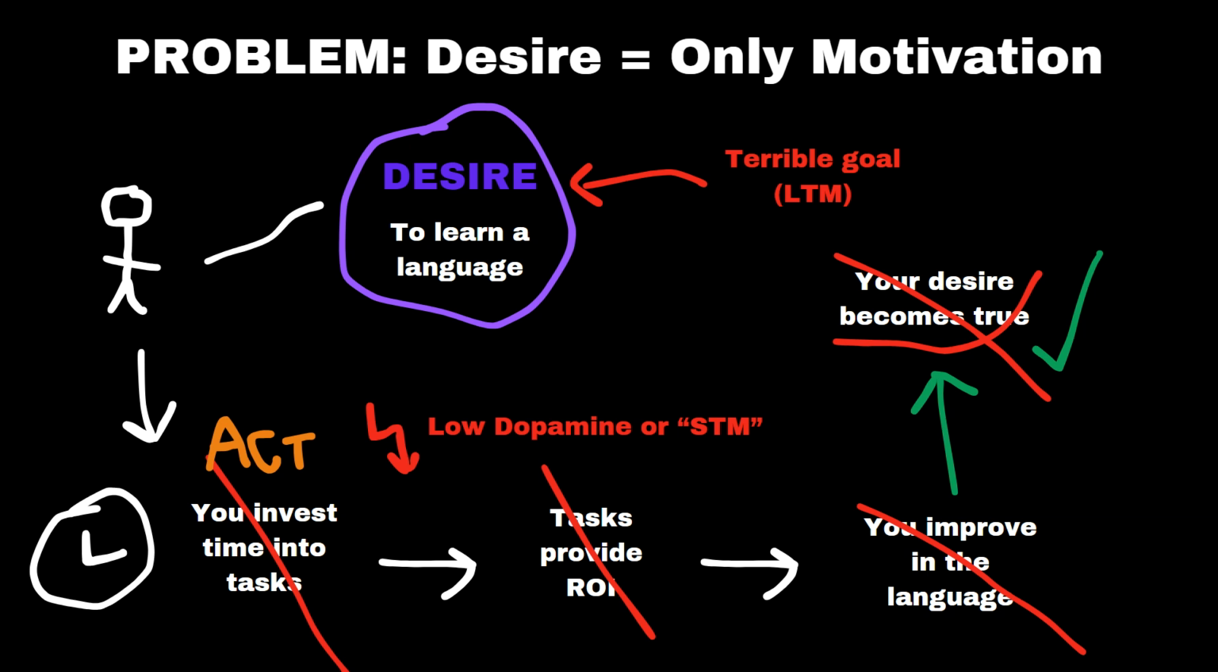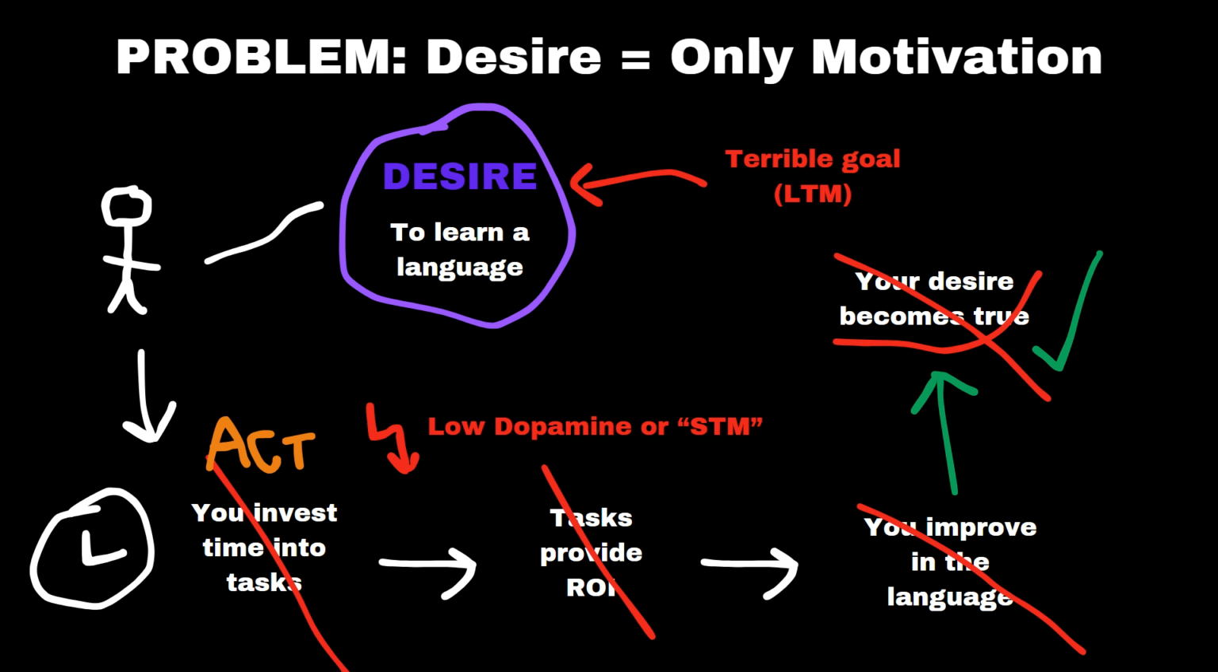And what happens is anytime you have a lapse in desire, a lapse in being motivated to learn, or any number of things, it's very easy to get sidetracked, which means you no longer act, you no longer get an ROI, you no longer improve in the language, and your desire effectively won't become true because you're not actually doing enough stuff. And a key reason for that is low dopamine in tasks, but we'll save that for another video, which I'll make soon, a video on dopamine.